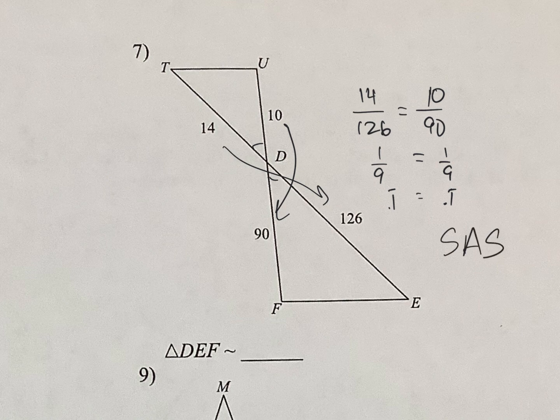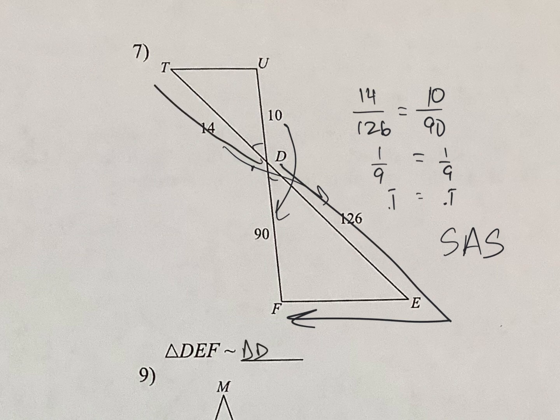Remember to put which one it is that you're using. So now we say DEF. So D goes through the larger number and then the missing side. So this would be triangle D through the larger number over the missing side. DTU.